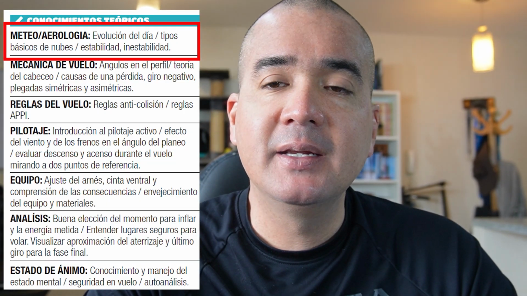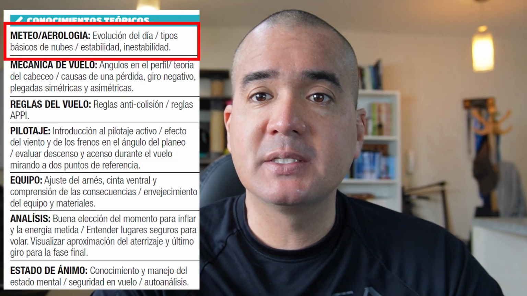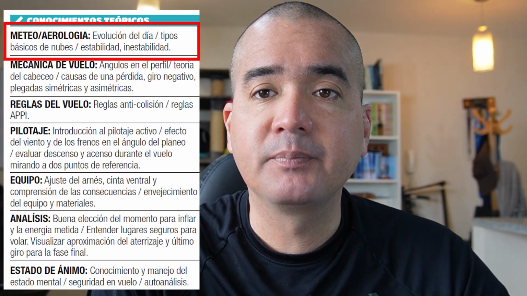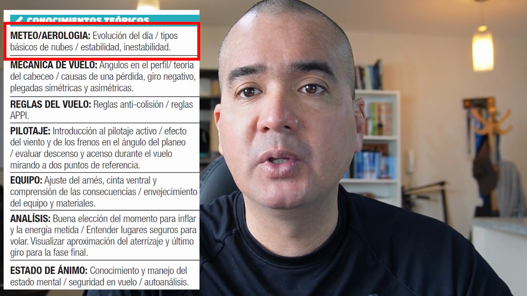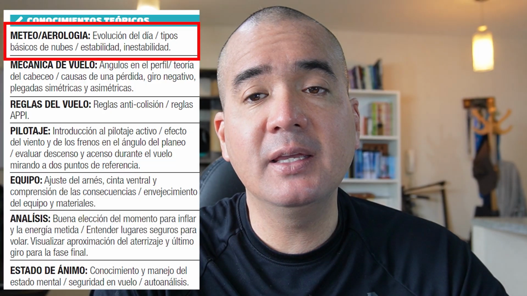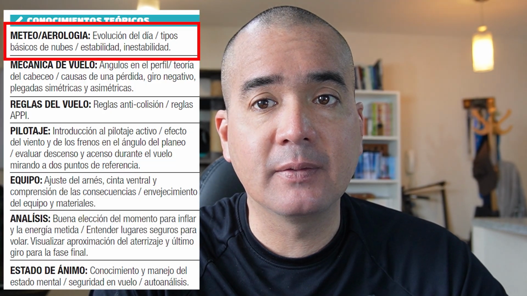Hello, everyone. Today we are going to talk about the first topic of the second APPI course, APPI 2, about meteorology and aerology. In this topic, we are going to go a little deeper into these subjects. We will talk about the evolution of the day. We will talk a bit more about the types of clouds, and about what a stable atmosphere and an unstable atmosphere are. We start with the first topic, the evolution of the day.